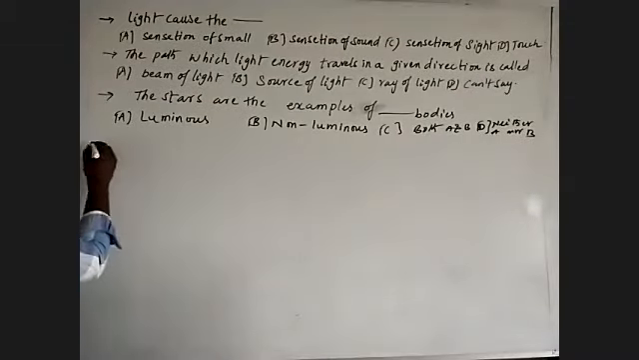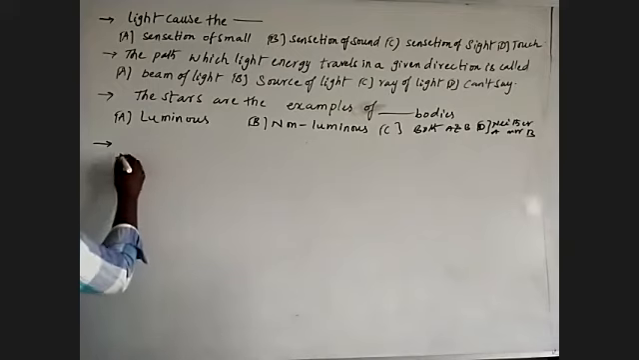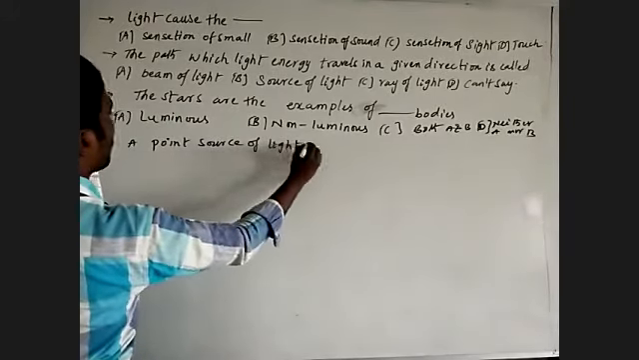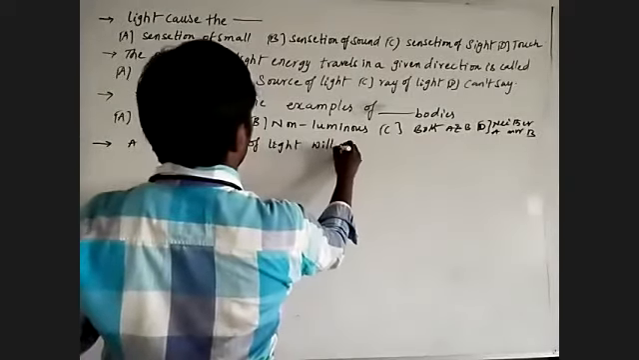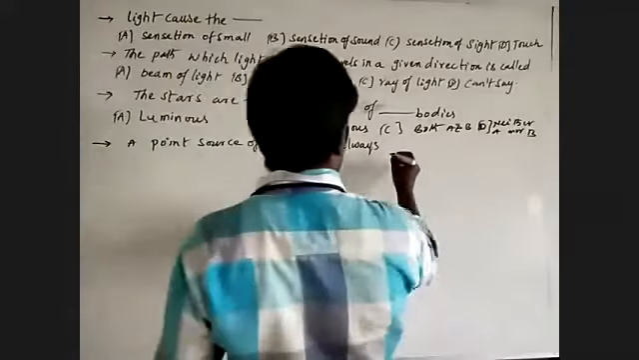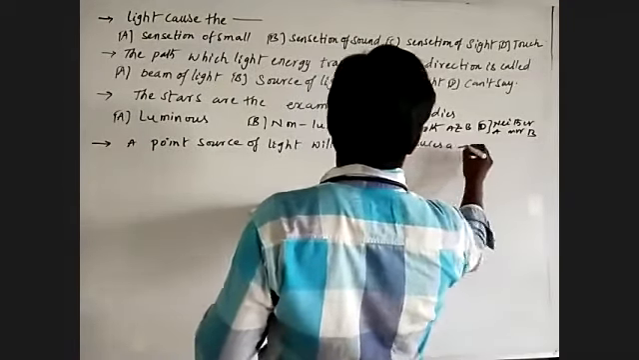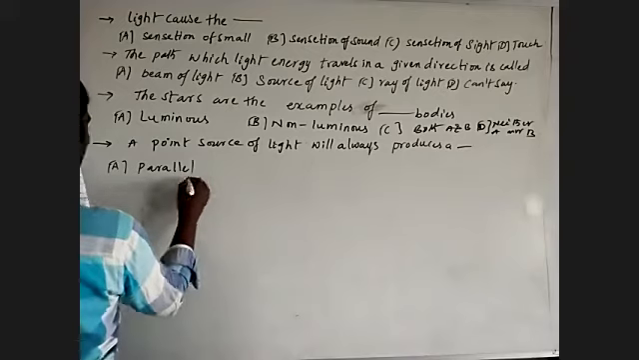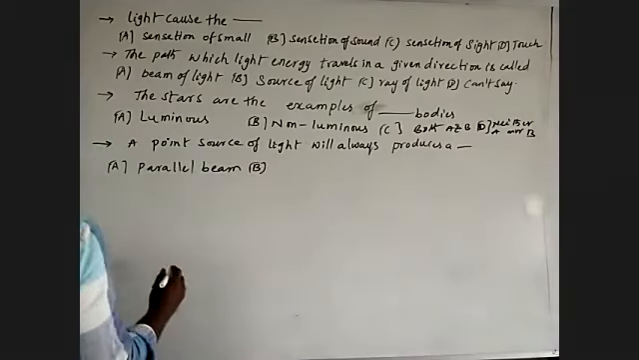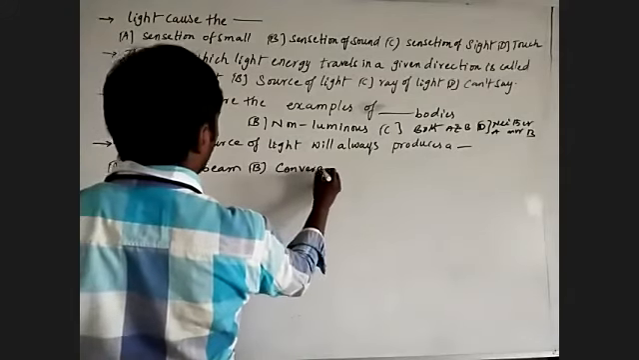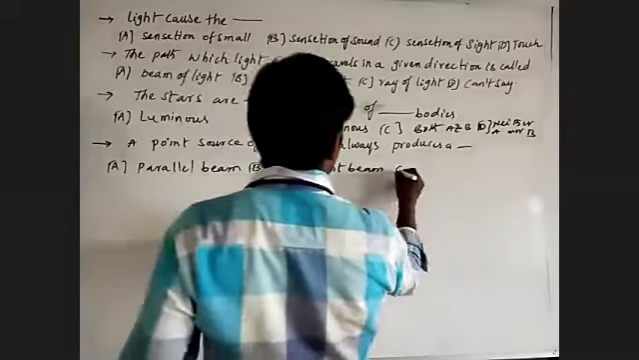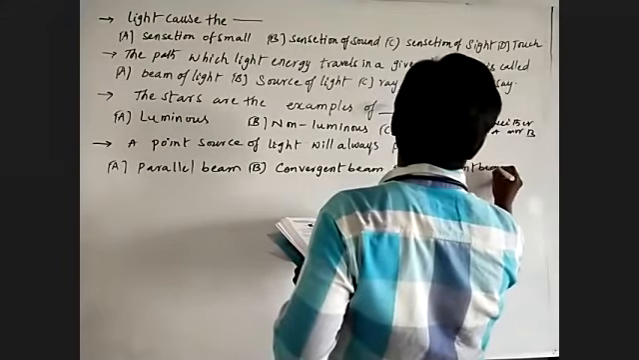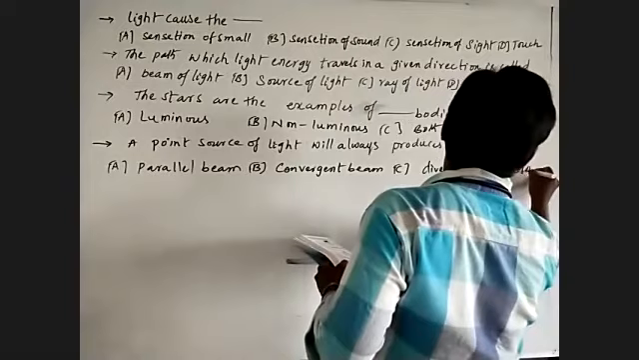Next, a point source of light will always produce a parallel beam, convergent beam, divergent beam, or all.